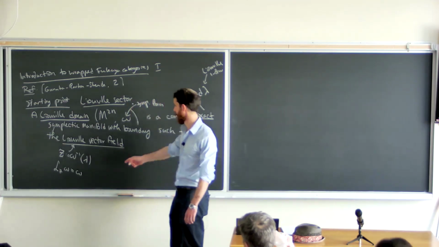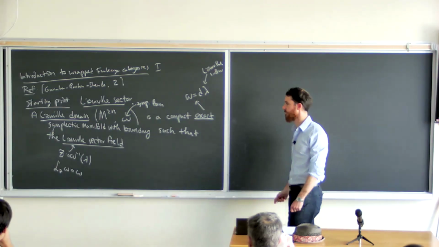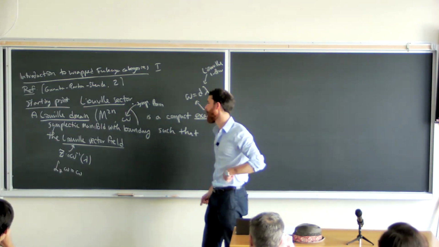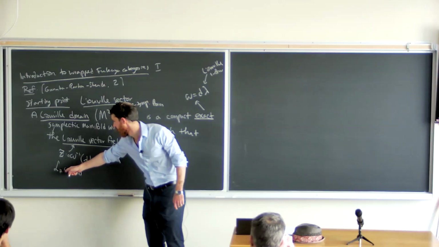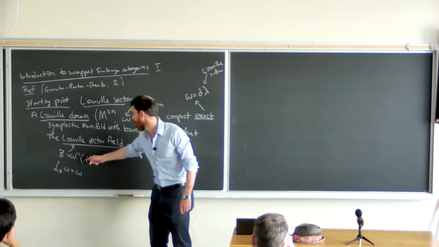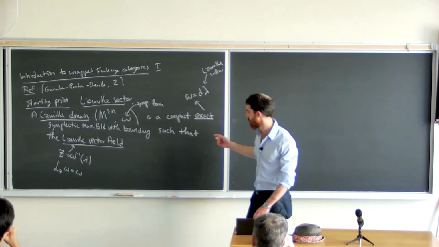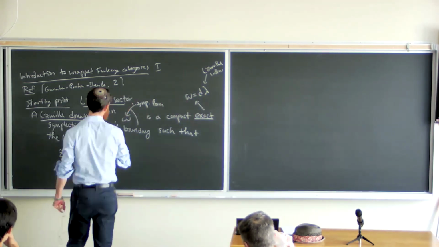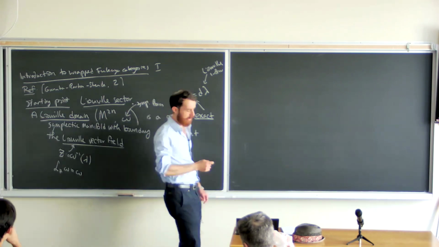You can just apply Cartan's formula here, using that d omega is equal to 0. Since d omega is equal to 0, this Lie derivative has to be equal to d of the inclusion of z into omega, which by definition is lambda, and d lambda is equal to omega.